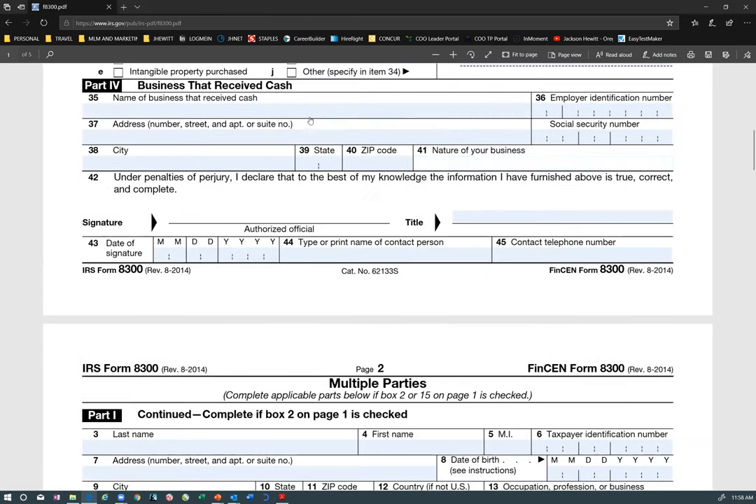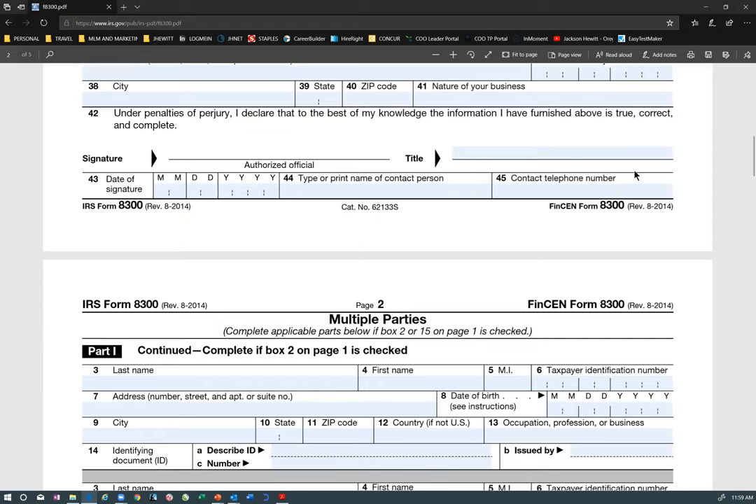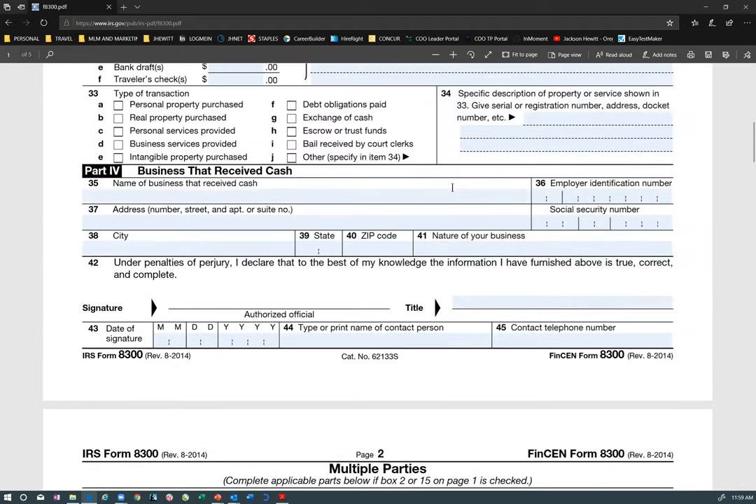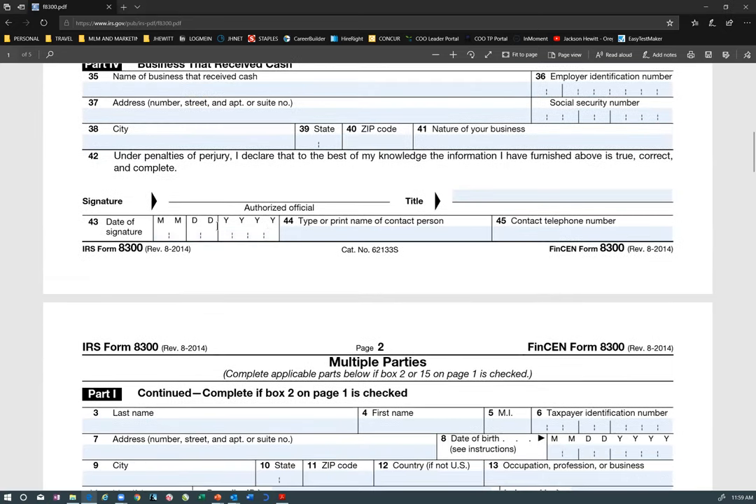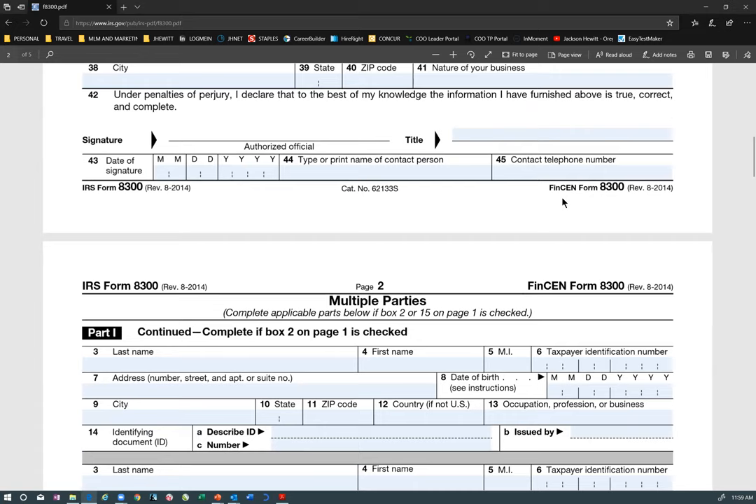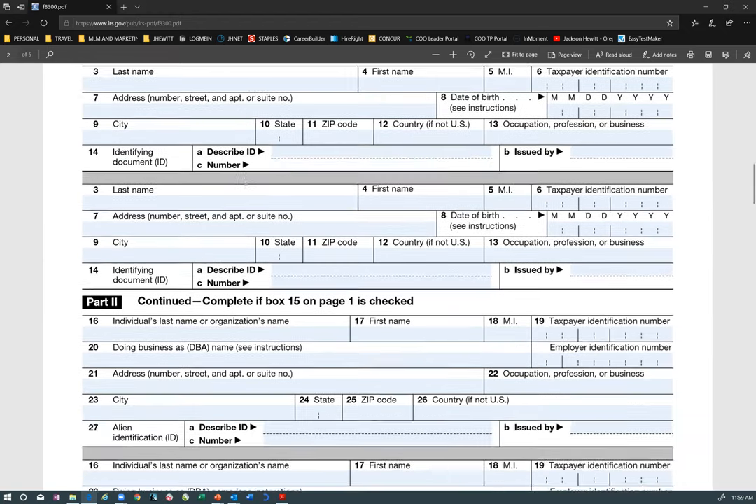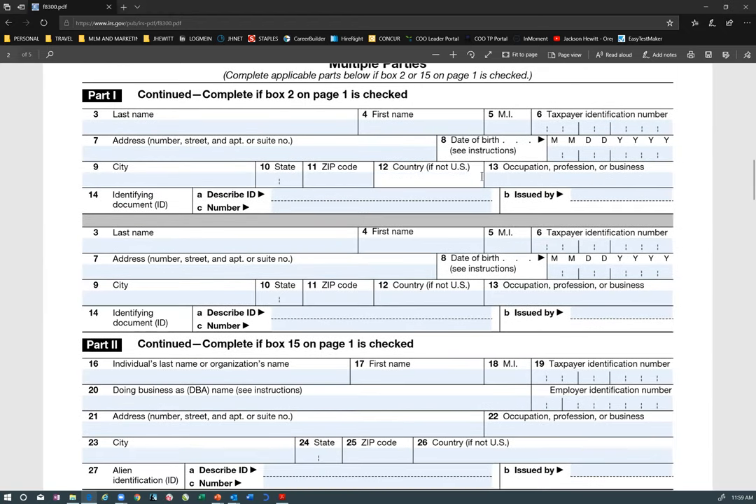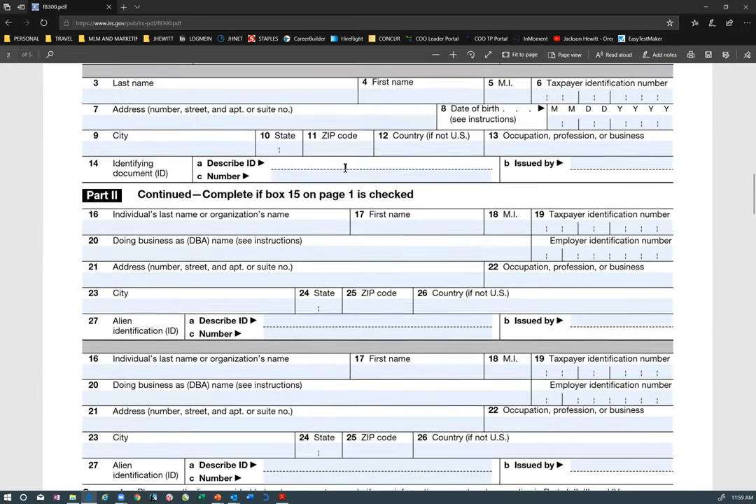And by the way, look at this. Who they were, their EIN number, or who they actually were with their social security number, their type of business, and their signature. They actually have to sign. They want to know your blood type here. You have to provide everything. They want the date of the signature, print it, and their contact phone number. They want to be able to get a hold of you if something happens. And then here, more people involved. Their occupation. Date of birth. I mean, they aren't kidding around here anymore.